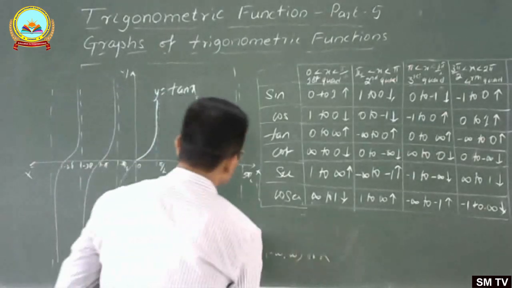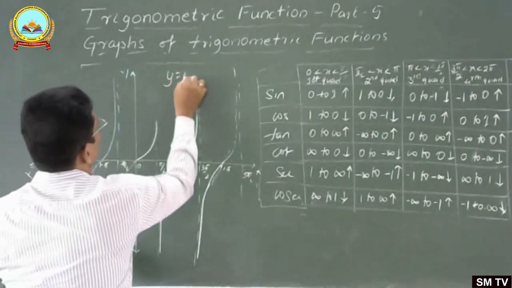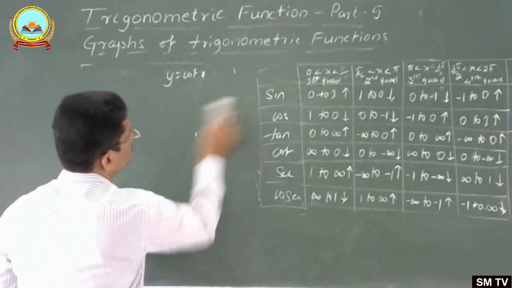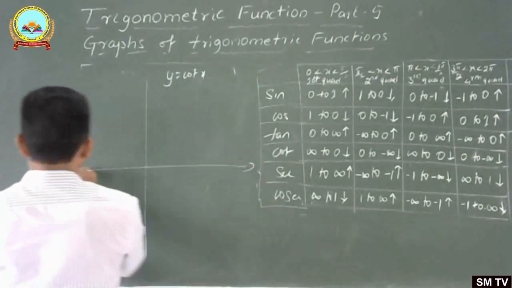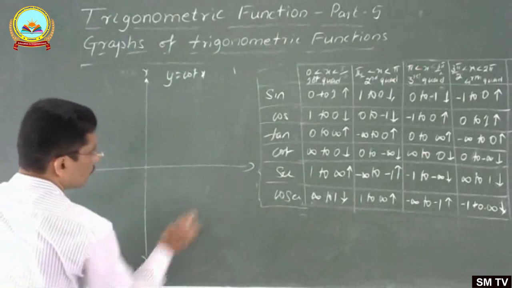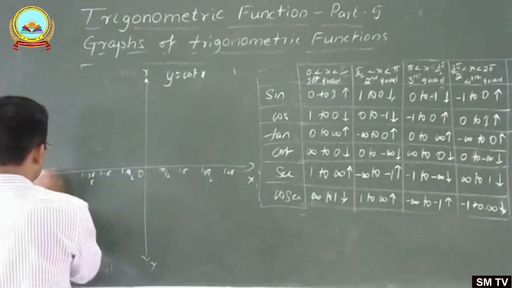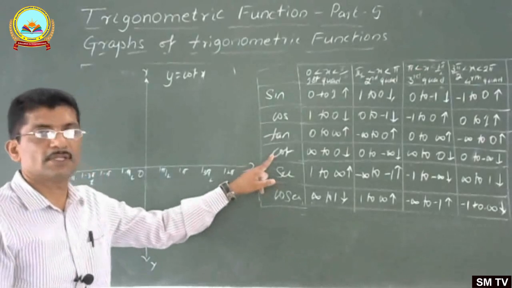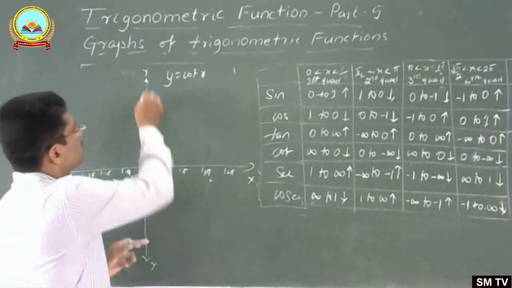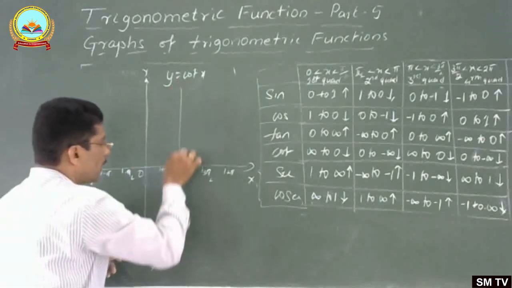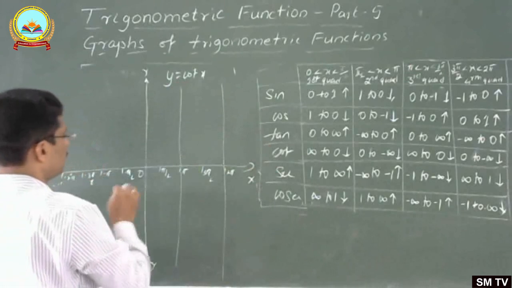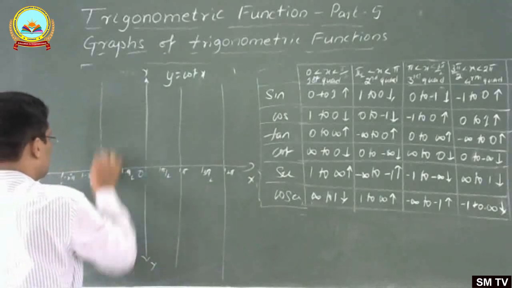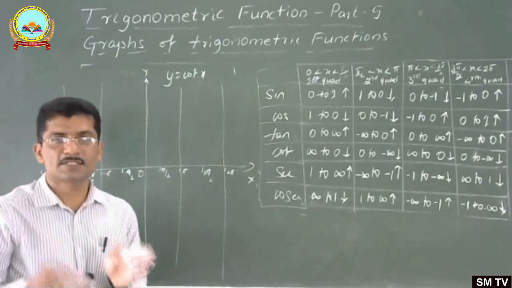Similarly, the graph of the cot function, y is equal to cot x. Here also, draw the x and y coordinate axes. Mark 0, pi, 2 pi, 3 pi, 4 pi, minus pi, minus 2 pi. You know that the domain of cot is the set of all real numbers except integral multiples of pi, so we delete 0, pi, 2 pi and so on. The range is the set of all real numbers.